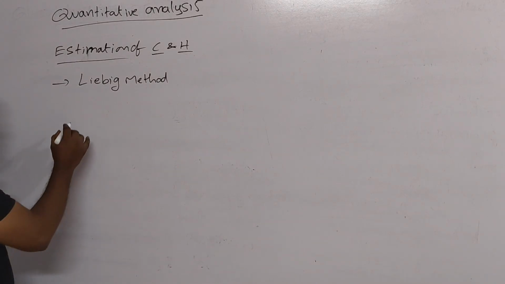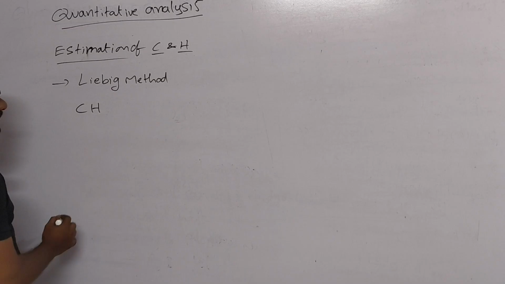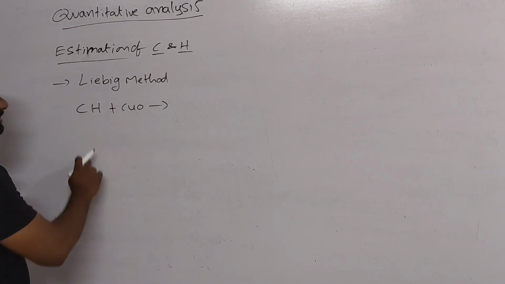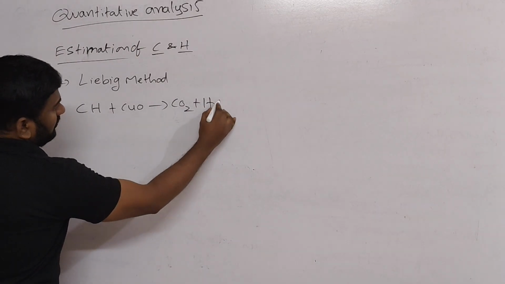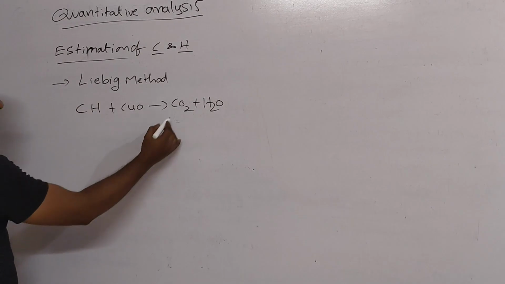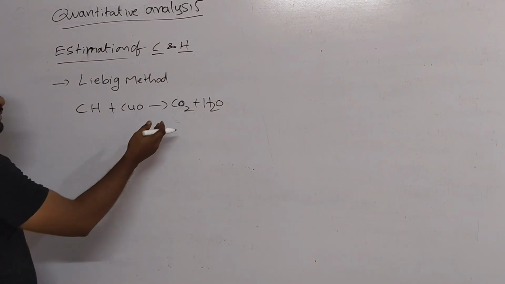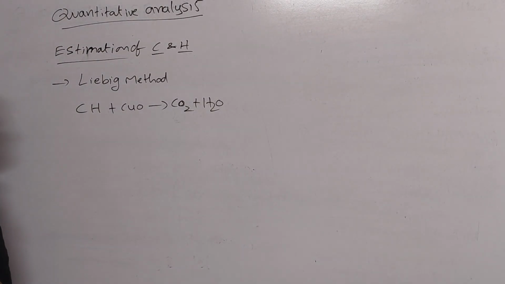So the Liebig method means the organic compound containing carbon and hydrogen is heated with CuO. Carbon is converted into CO2 and hydrogen is converted into H2O. By knowing the weights of CO2 and H2O, we can calculate the carbon and hydrogen percentage.